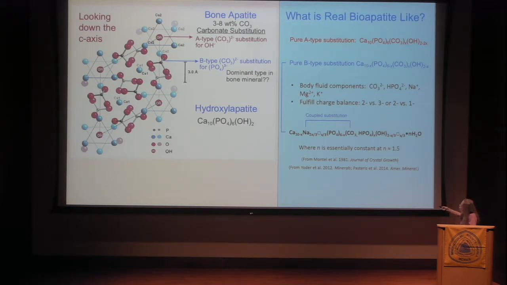And so we find out what actually goes on in this B-type substitution, which for decades was thought to be the dominant form of substitution in biological apatite, but that's been called into question recently. We see we have a coupled substitution, sodium coming in with the carbonate. We still have some vacancies left, and I don't want to forget several weight% water that also is part of the biological apatite. So no, it is not hydroxyl apatite.